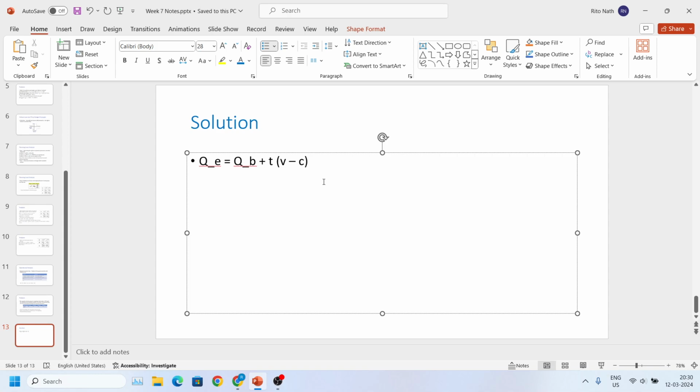So V and C are given. Your QB is the initial Q at the start of the analysis period, so that's 0. QE is the Q at the end of the analysis period, so that you have to check. Then capital T is the analysis period duration, that's in hours, and small t is the duration of unmet demand in the analysis period. That's all the data we have, so let's get into the calculations.